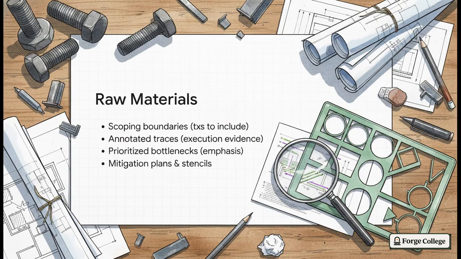And these are our raw materials, our steel and bolts, if you will. We've got our scoping boundaries, which basically tell us exactly what transactions to include and, perhaps more importantly, what to safely ignore. Then we have our annotated traces, serving as our concrete execution evidence. Next up, our prioritized bottlenecks, so we know exactly which nodes need the most visual emphasis. And finally, our mitigation plans and standardized stencils. You absolutely need all four of these sitting on your drafting table before you draw a single line.